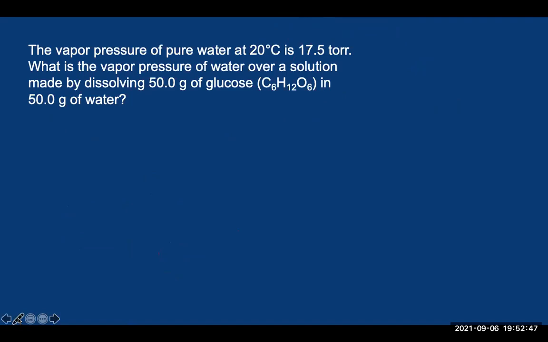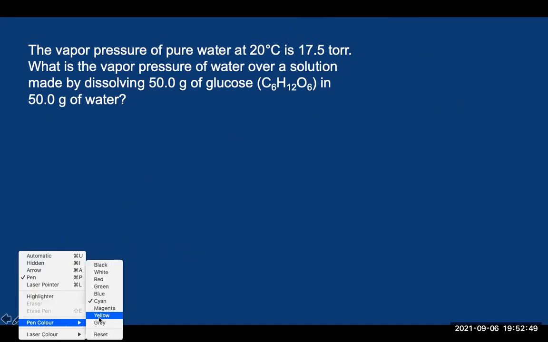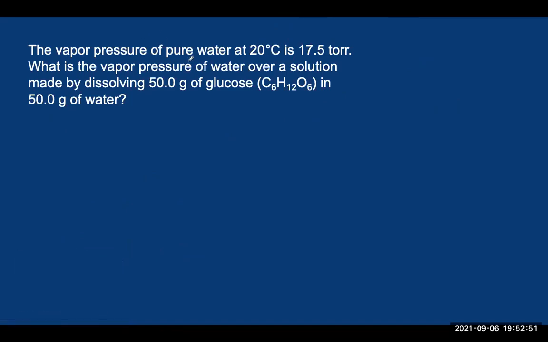Okay, let's have an example here. The vapor pressure of pure water at 20 degrees is 17.5 torr. So this is the vapor pressure for pure H2O. This is the first piece of information.